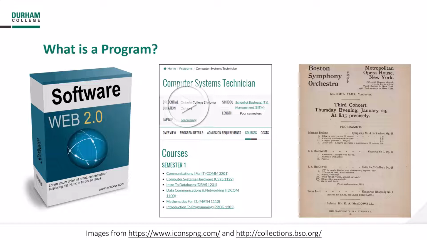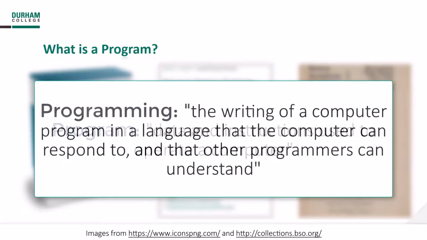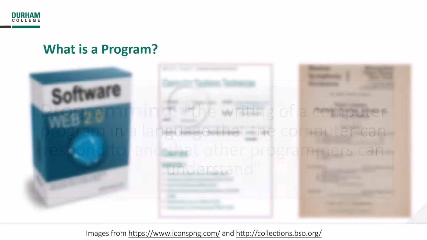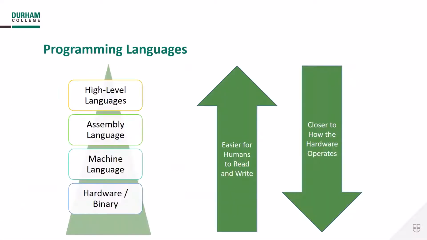One textbook-style definition for a computer program is data and instructions used to operate a computer. Simple enough. Programming would be the writing of a computer program in a language that the computer can respond to and that other programmers can understand. How can we write something that both a computer and a person are able to understand and use? Well, what we would use for this is a computer programming language.